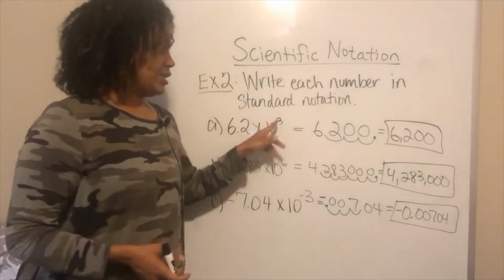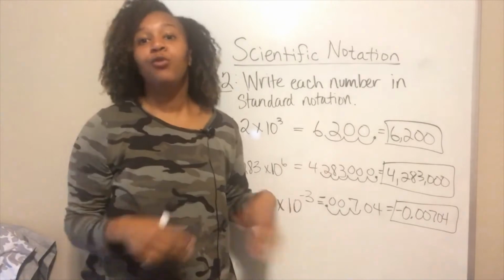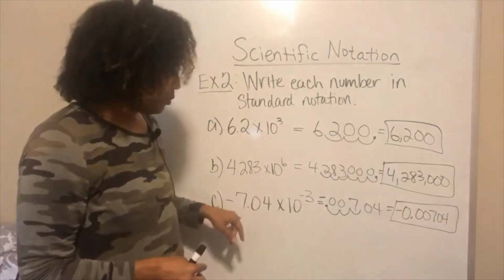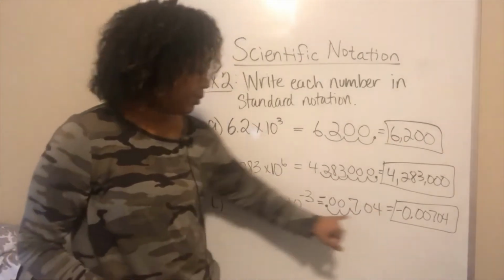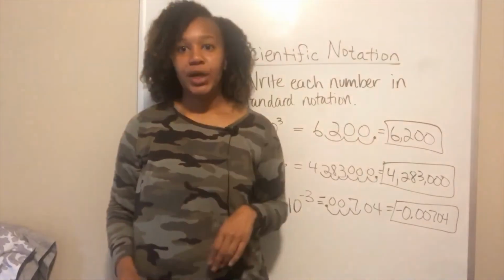If the exponent is positive, you move the decimal to the right. If the exponent is negative, you move it to the left. Remember, positive exponents represent bigger numbers. Negative exponents represent smaller numbers. So this has a negative exponent, that's a smaller number. Positive exponent, bigger number.